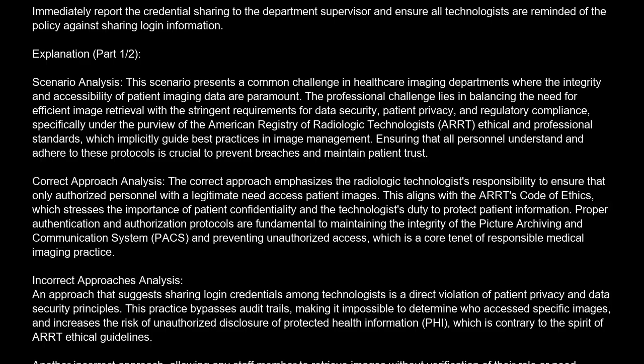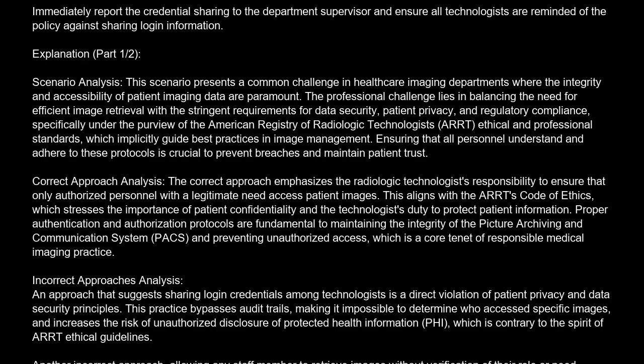This scenario presents a common challenge in healthcare imaging departments where the integrity and accessibility of patient imaging data are paramount. The professional challenge lies in balancing the need for efficient image retrieval with the stringent requirements for data security, patient privacy, and regulatory compliance, specifically under the purview of the American Registry of Radiologic Technologists, ARRT, ethical and professional standards, which implicitly guide best practices in image management. Ensuring that all personnel understand and adhere to these protocols is crucial to prevent breaches and maintain patient trust.